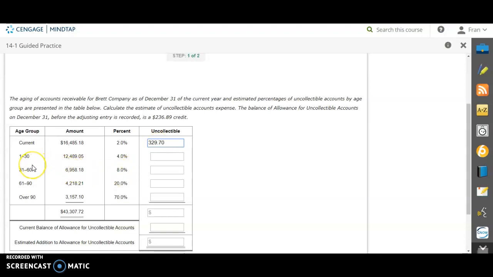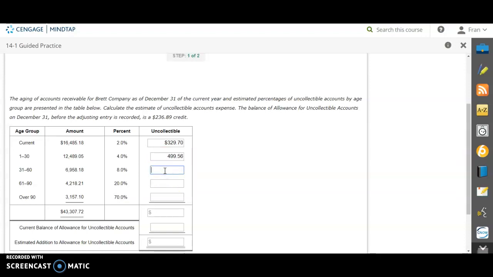All right, so let's look at those that are 1 to 30 days past due. Those people, 4% of $12,489.05, that's how much owe us currently. 4% of them will not pay. So if you do the math correctly and round correctly, you will come up with $499.56.